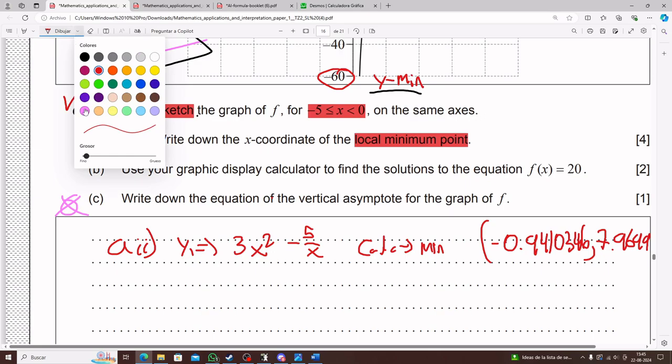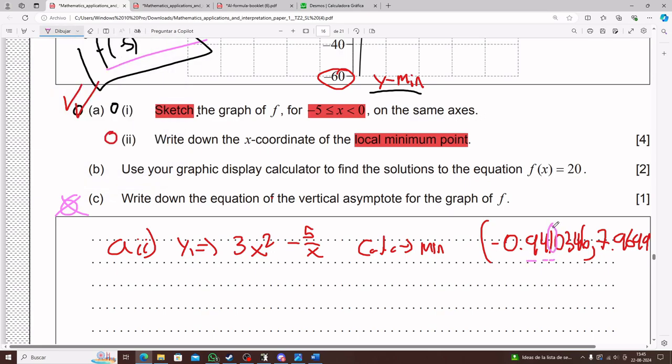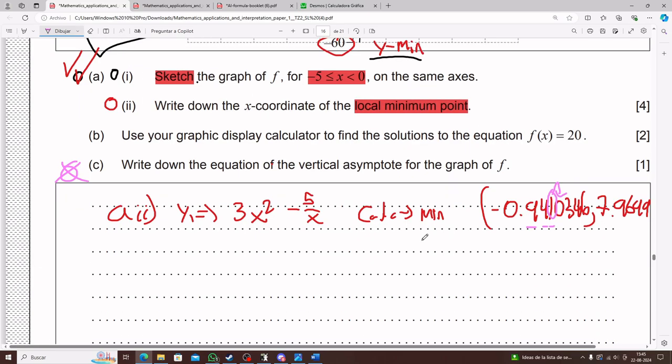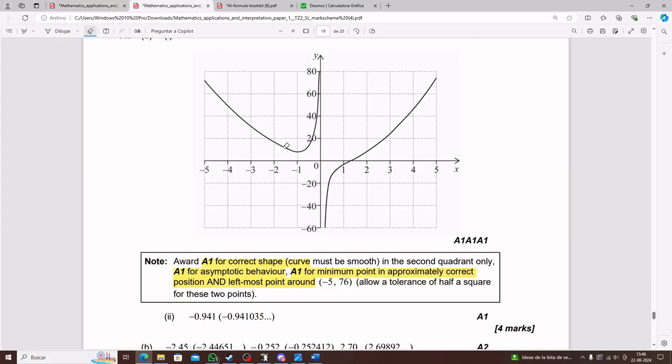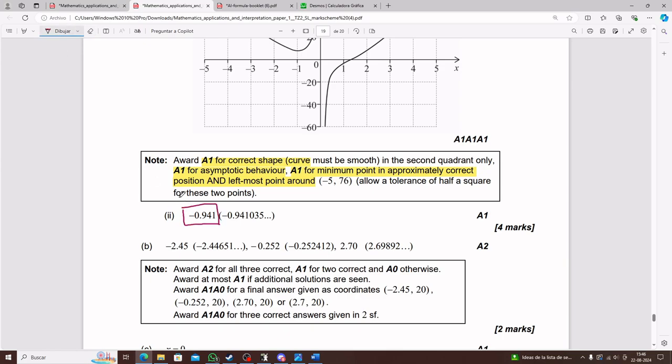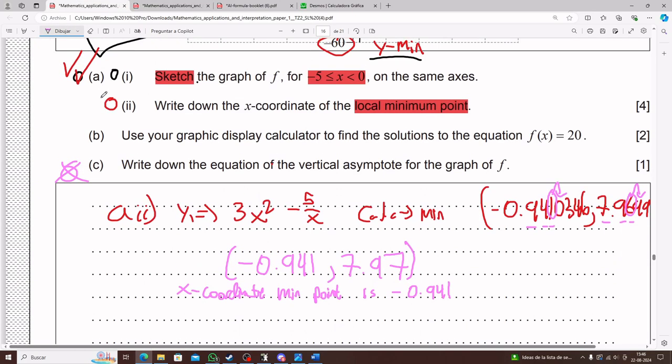If you want to do significant figures, you have to count 1, 2, 3. Do you round it up or keep it the same? You keep it the same. So you can leave your final answer as negative 0.941, comma, you count 1, 2, 3, round it up or keep it the same. You round it up, comma, 7.97. Okay, so the x-coordinate for the local minimum point is negative 0.941. And just so that you all trust me, it's showing right there. Okay, yeah, so that is for part A double A.